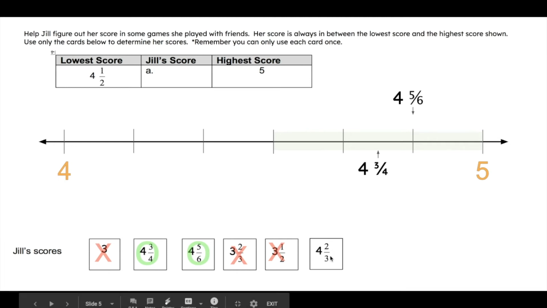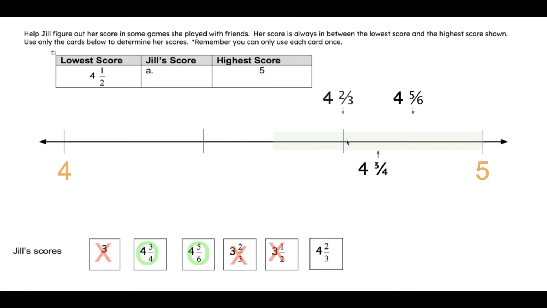All right, what about 4 2/3? Let's find out. Just like before, we're going to break this up into 3 equal parts, so let's get rid of these lines. I'm going to split up from 4 to 5 into 3 equal sections. I got 1 section, 2 sections, 3 sections. And I need to find 4 2/3. Here's 4 again, here's 4 1/3, 4 2/3. There it is right there. 4 2/3 is once again in that green sweet spot. This answer checks out. So the cool thing about letter A is that it could be any one of these.